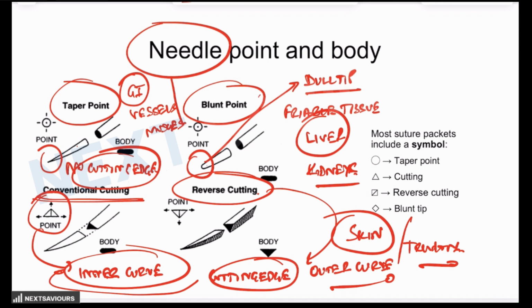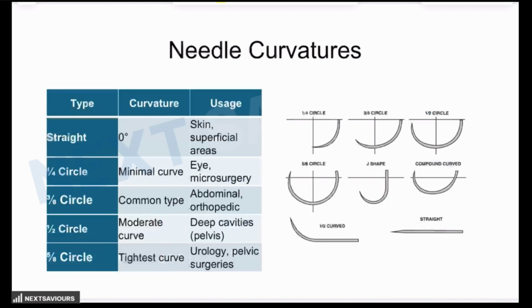That is point number one. Now, the majority of suture packets also have a symbol on the basis of which you can identify the type of needle provided inside the pack. A circle is for the taper point, and cutting is identified as a triangle. This is how the reverse cutting and the blunt tips are identified, based on the symbols provided on their packets. Then the needle is also classified on the basis of its curvature.